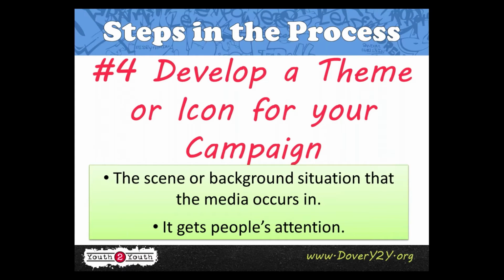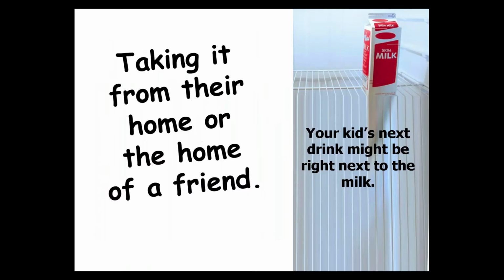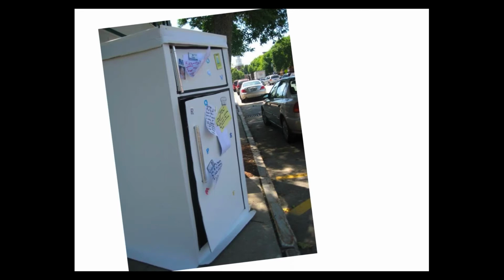The theme of the icon is a scene or background situation that the media occurs in. It's catchy, it's visual, and it gets people's attention easily. For example, for our fridge campaign, our icon was a fridge. As you can see on the next slide, we have a giant life-size cardboard fridge just on the sidewalk. If you were driving by or walking by and you saw this, you would be curious, interested: why is there a fridge on the sidewalk? And you want to go check it out, and that's where we would tell you our goal and our objectives.